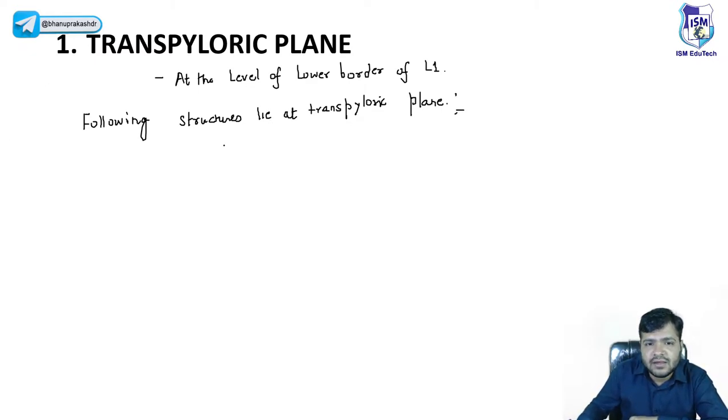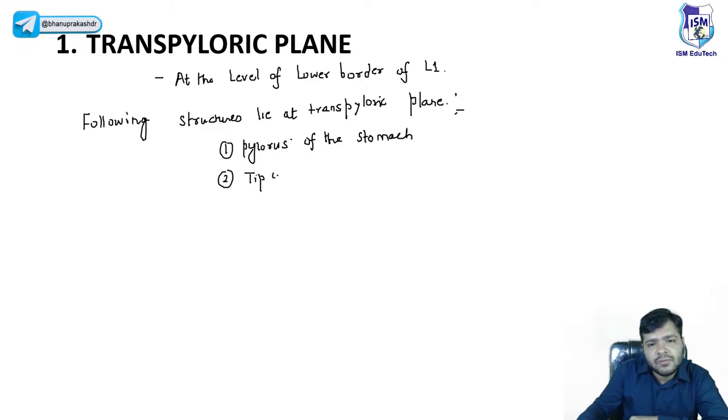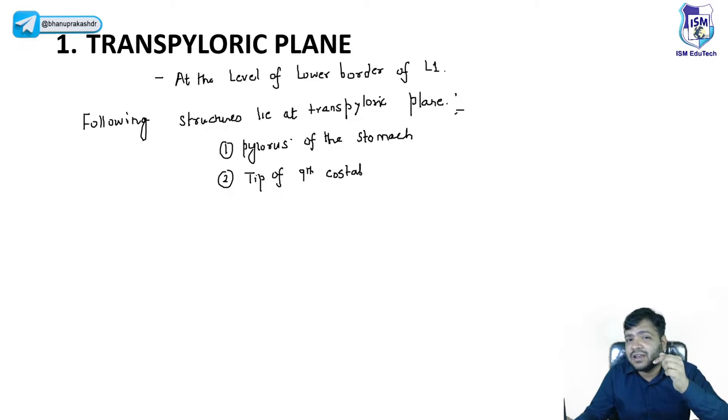The very first one, guys, it is the pylorus of the stomach. We have the tip of the 9th costal cartilage. बेटा अगर 10th वाला नीचे जा रहा है, दूसरे L2 वर्टेब्रा पे जा रहा है, थोड़ा सा दिमाग लगाओ ना कि 9th वाला ऊपर होगा, right? So the tip of the 9th costal cartilage.